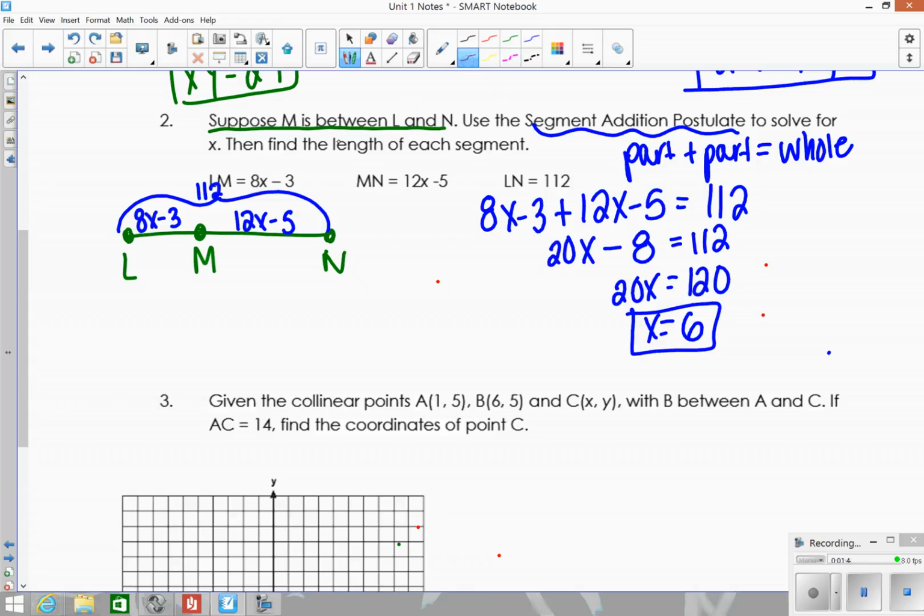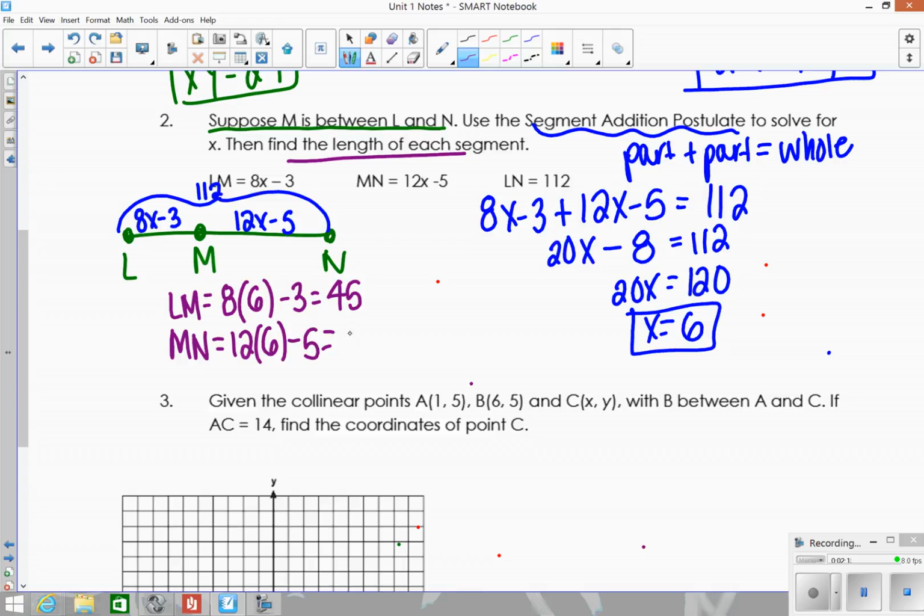Then it says find the length of each segment. So that means find the length of each part, because we know the whole segment LN is 112. So we want to find LM, which just means we're going to plug in our 6. So when you do that, you get 48 minus 3, so we get 45. And then for MN, so we have 12, we're going to plug in 6 minus 5, so we end up with 67 for that one. So those are our two answers.